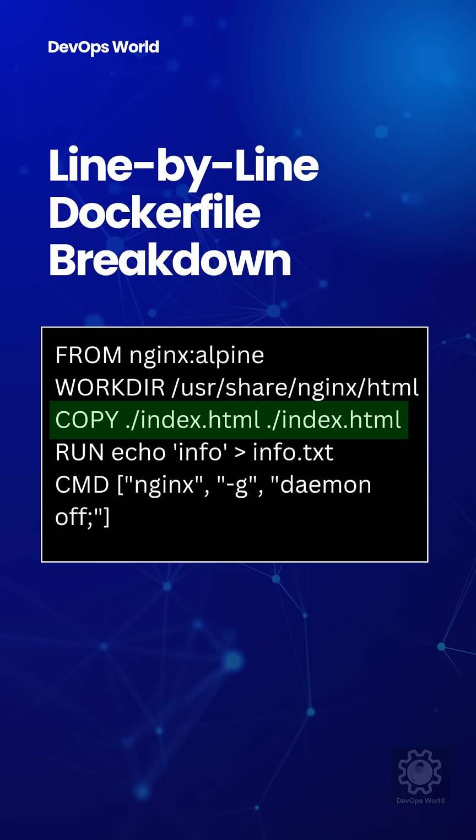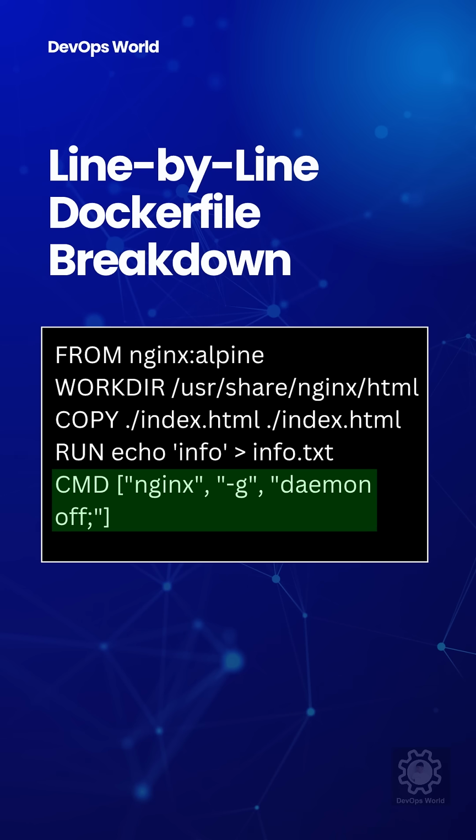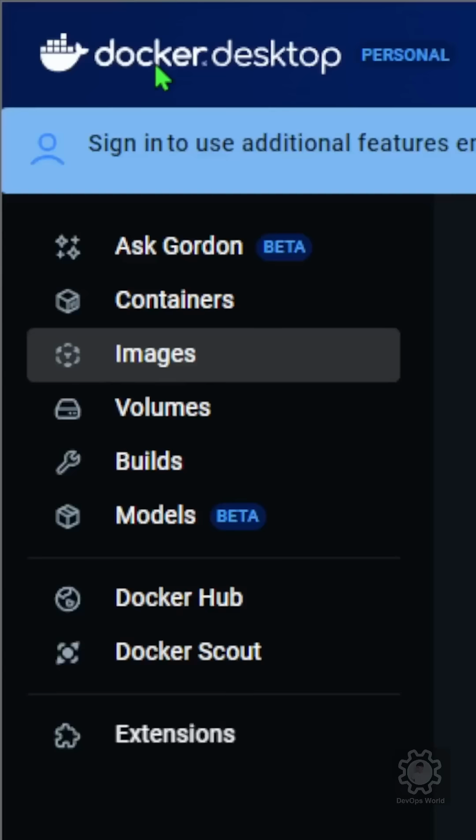Copy. This copies everything from your project folder into the container. Run. Here, we're adding a quick demo file just to show how commands run inside the container. CMD. This starts the web server and keeps it running. Before we start, make sure Docker Desktop is running.